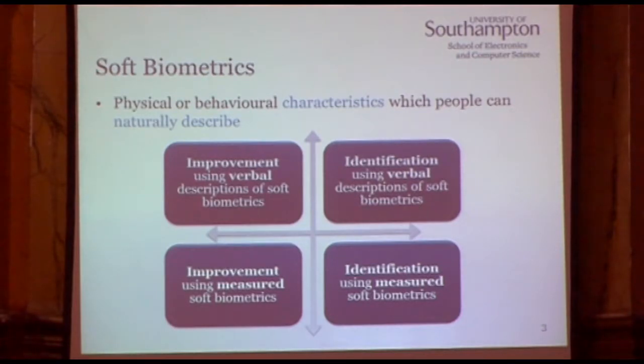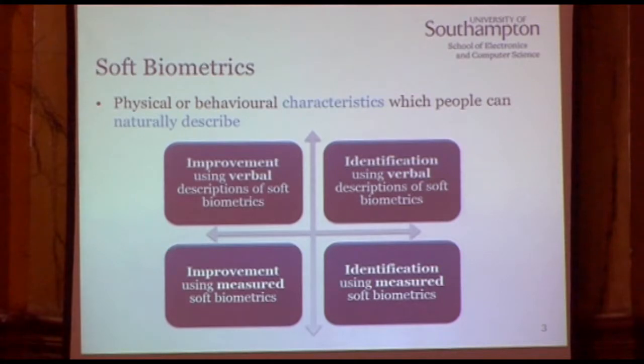Now, a lot of previous research in soft biometrics has been in the lower left of this graph here. So we've been measuring soft biometric traits to be able to improve other biometrics. So for instance, if you're measuring gait, you might also take into account the person's height, weight, and ethnicity to slightly improve your recognition performance. Now, we're interested in the upper right of this diagram: using verbal descriptions of soft biometric traits to allow identification.